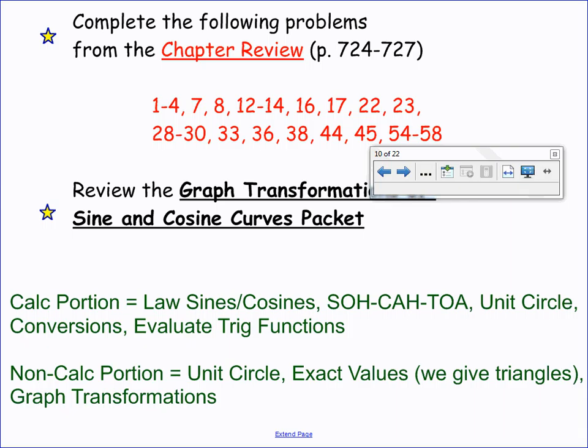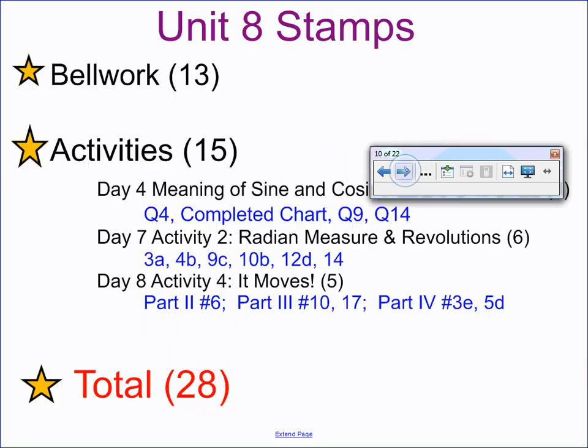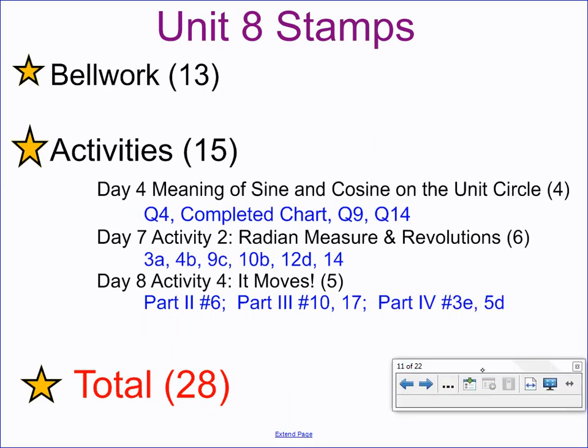You can always do that by thinking about a half circle represents pi radians. So a quarter circle would be pi over 2, and then an eighth of a circle would be pi over 4, and so on and so forth. And then lastly, graph transformations, just like we did number 2 for Bellwork, okay? While you're working on that, I'm going to come around and I'm going to get your stamp total for Unit 8.